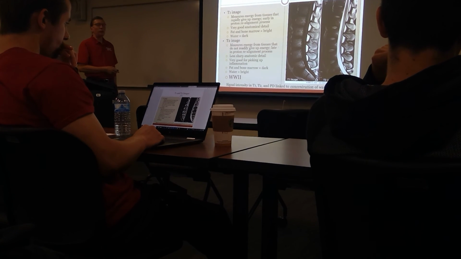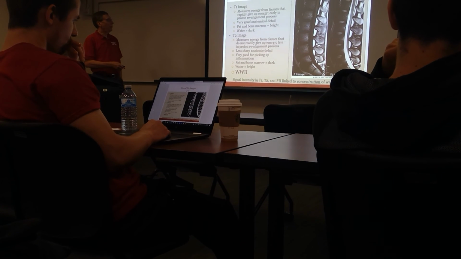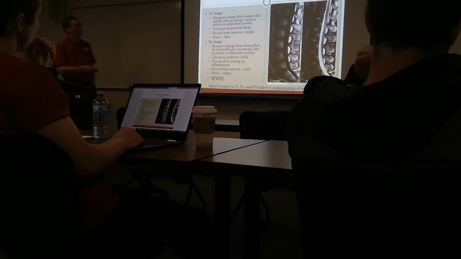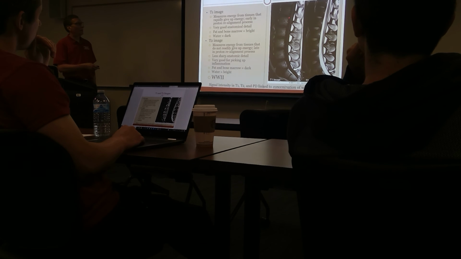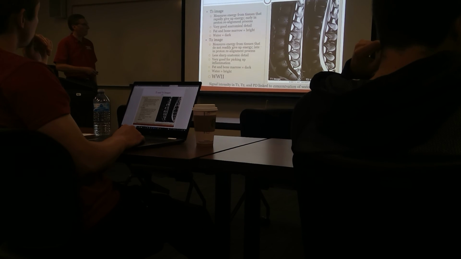The T2 image is that late decay return. Less sharp anatomic detail, really good for picking up inflammation because the water shows up bright. Fat and bone marrow are showing up as dark. So look at the cerebrospinal fluid on this one. See how bright it is? And why does it suddenly go from bright to gray? Spinal cord. All of a sudden the actual tissue of the spinal cord is coming into play.